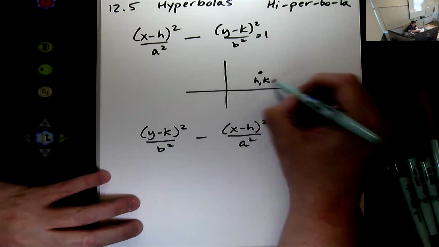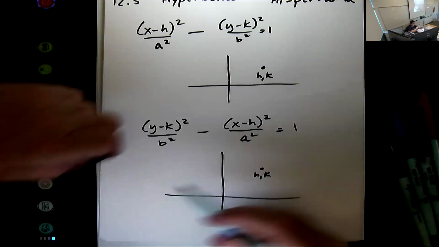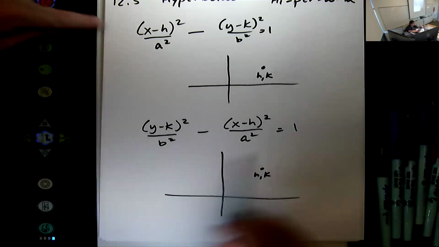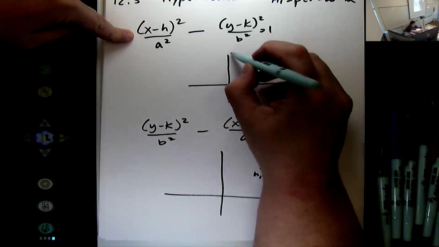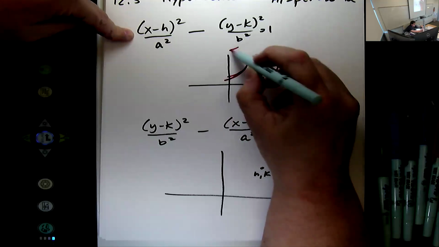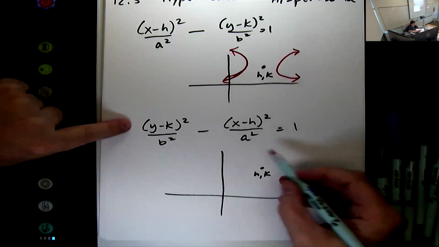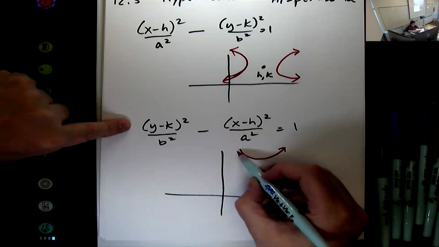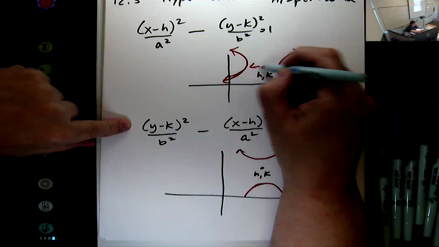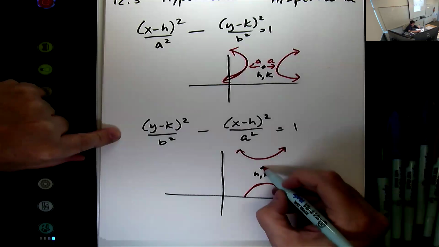We'll call that HK. The general way that this one looks is like two parabolas that open along the x-axis. It's two graphs in one. And the one with the y, they open up and down. And they should be the same distance. In this case, that would be A. And here it is B.